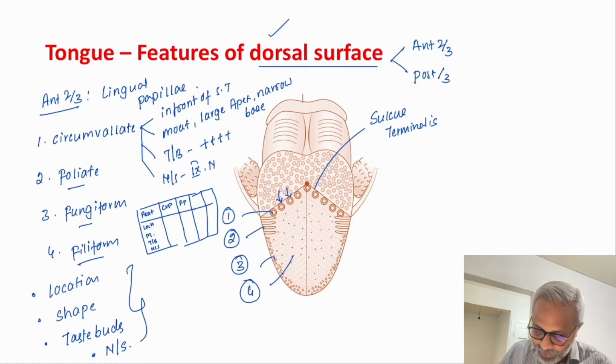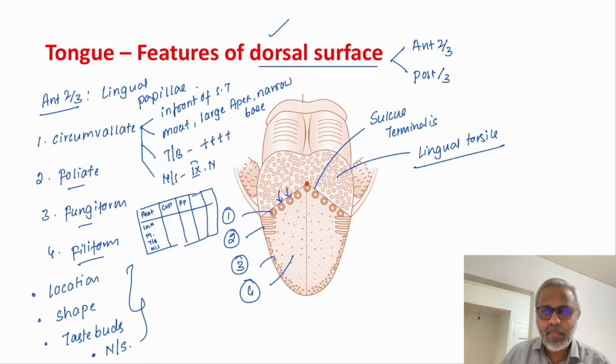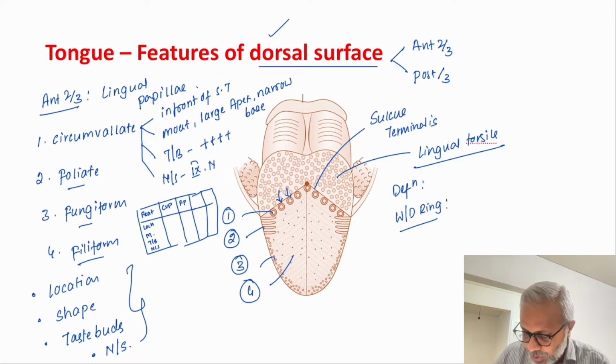How will you describe the features of the posterior 1/3? In the posterior 1/3, we have only one feature. And what is it? These are lingual tonsils, right? Now, what will you write for lingual tonsil? Define what are lingual tonsils, right? Then describe a little bit about the Waldeyer's ring, how the Waldeyer's ring is formed. So lingual tonsils are submucosal aggregations of lymphoid tissue found on the surface of the tongue. These form an important part of the Waldeyer's ring, right?